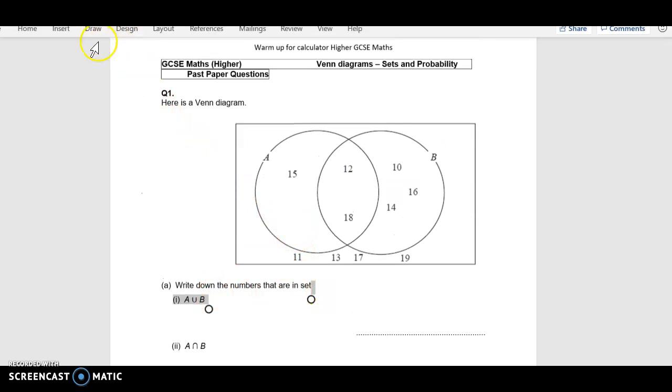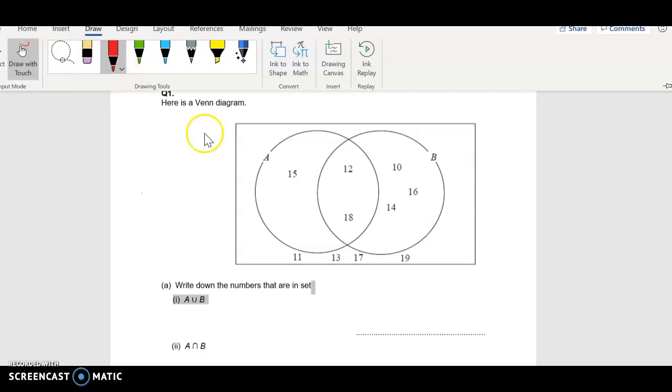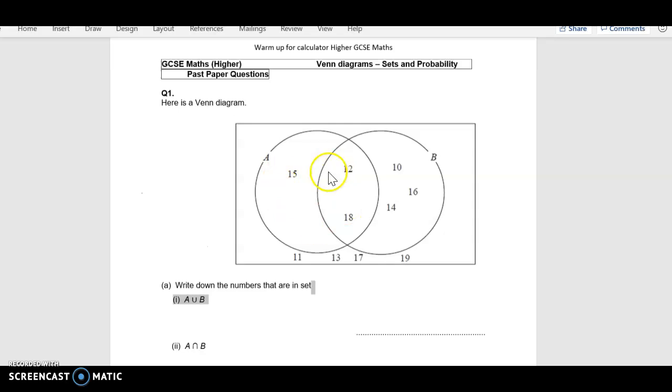So A union B is the numbers that are found in both sets, okay? So we have here everything in A and everything in B and everything in the middle. So have a pause and write down which numbers you think are in both sets. Okay, here's your answer. So we have this number here, 15, we have 12 and 18, and then we have 10, 14 and 16. Okay, hopefully that was helpful.